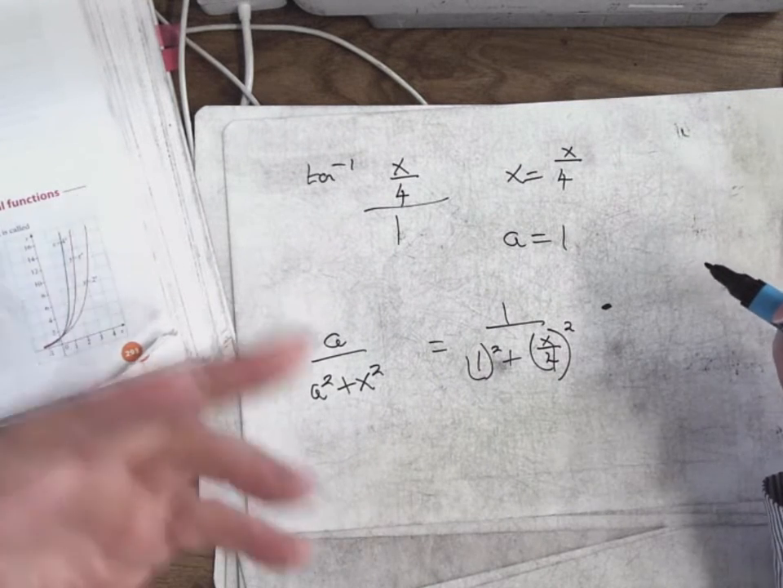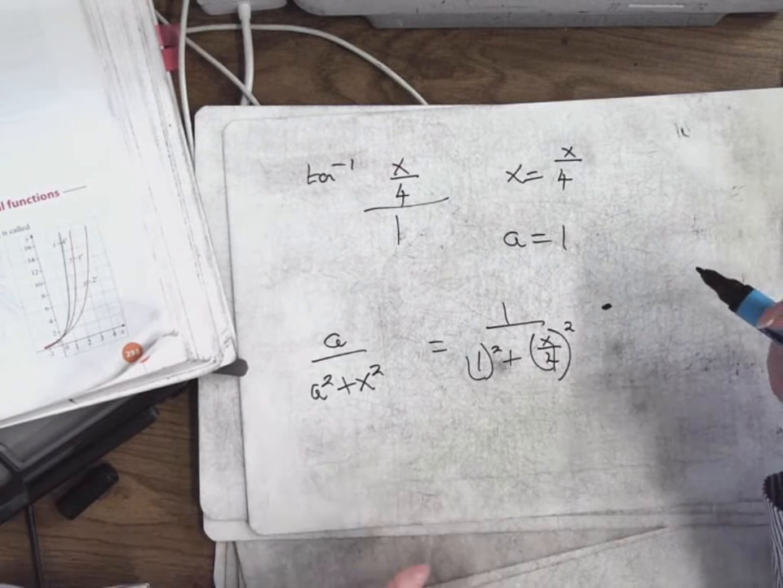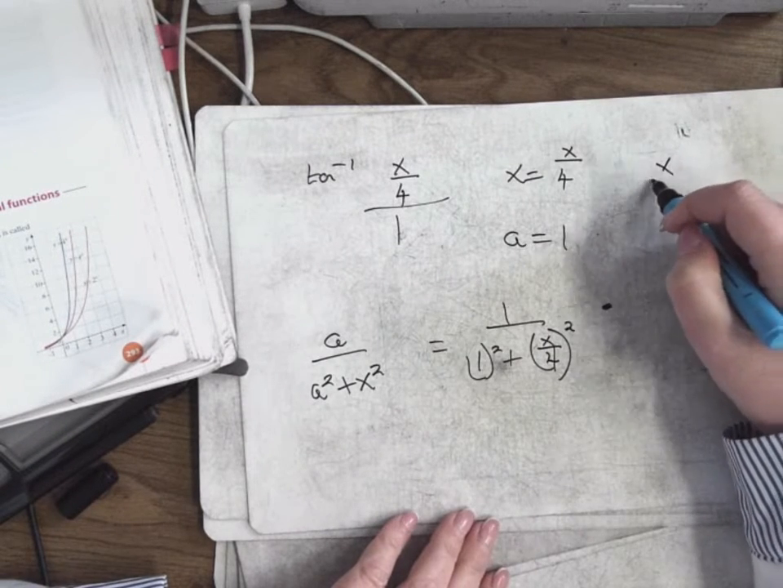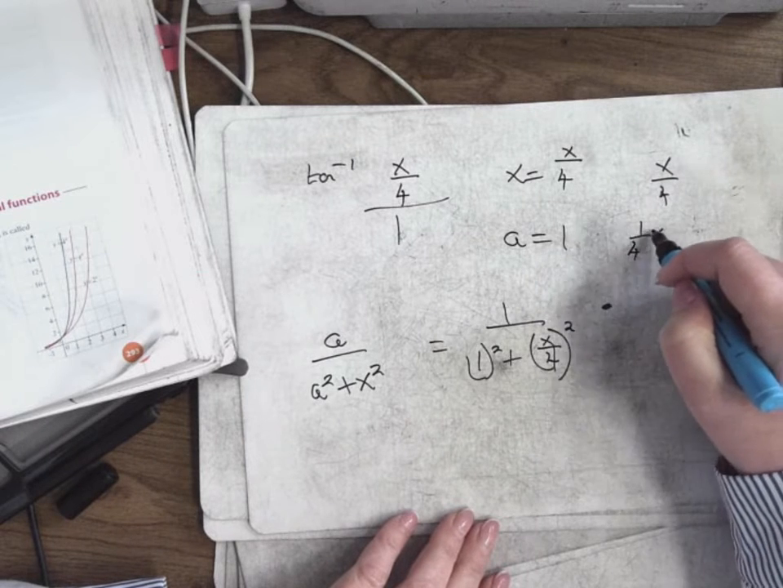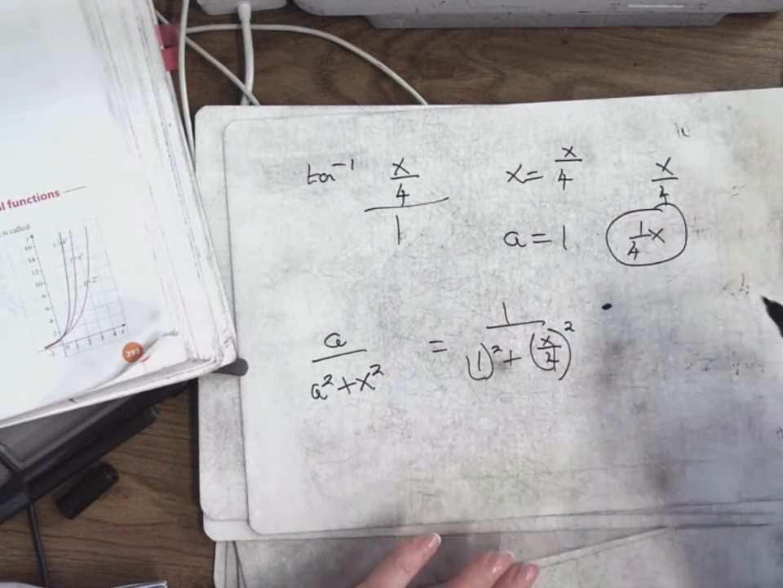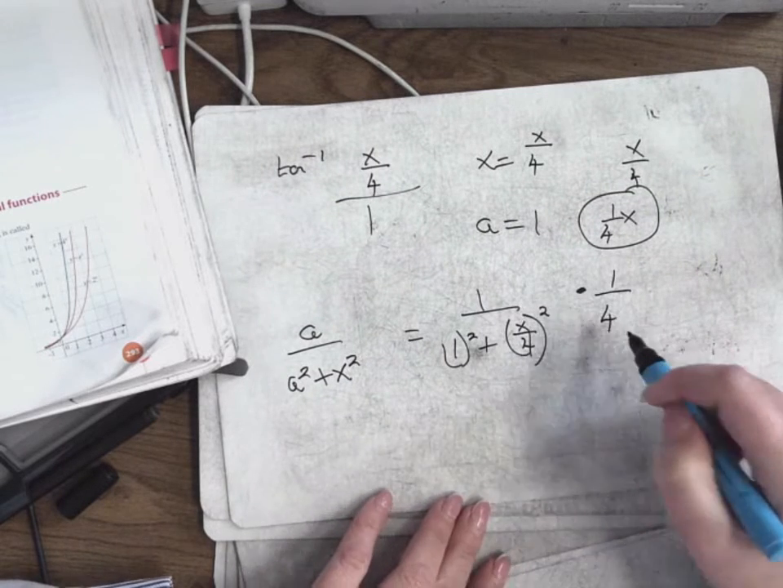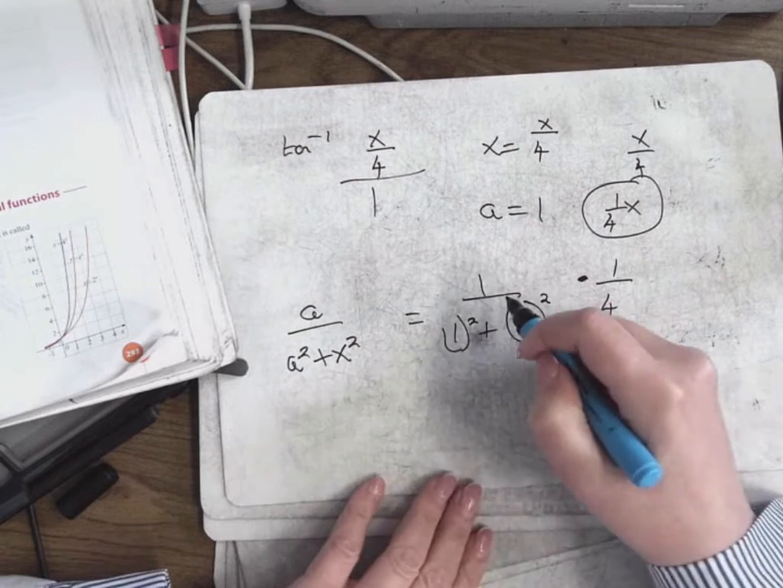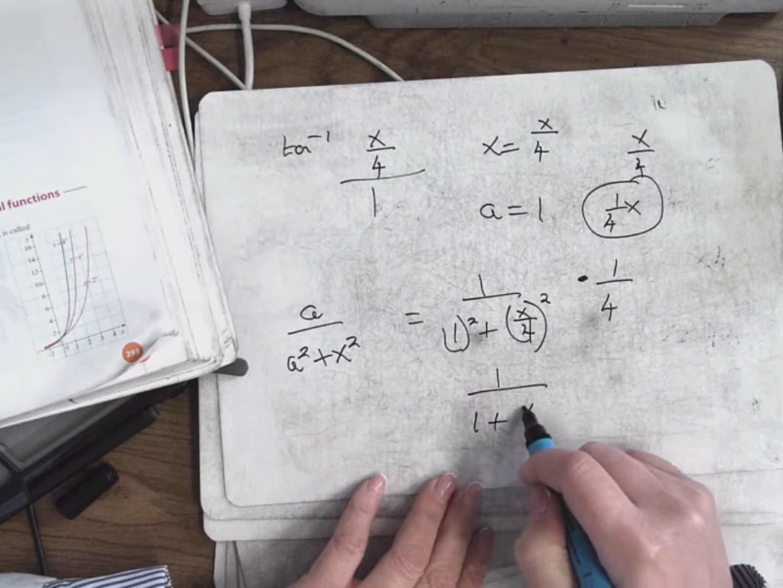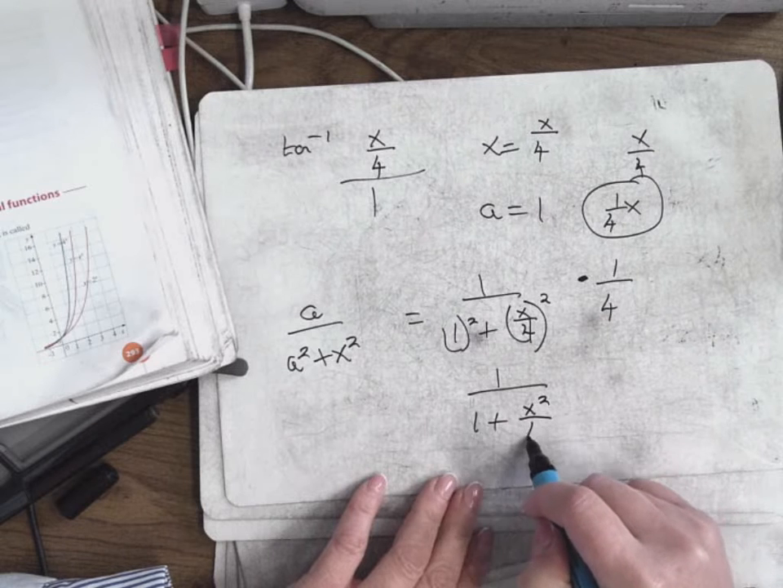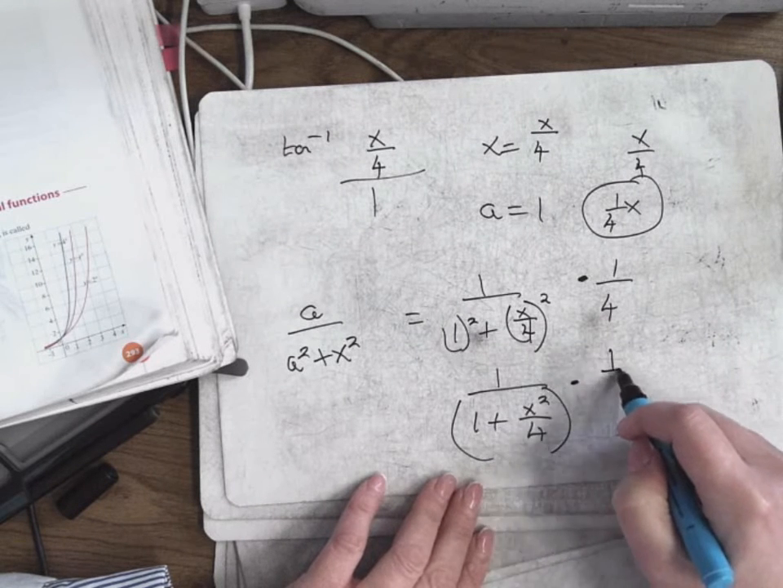You get the number for x. If it was 3x, you'd get 3, wouldn't you? If it was 4x, you'd get 4. So if it's x over 4, that's the same as writing a quarter x, isn't it? So when you differentiate it, what will I get? A quarter. So you must multiply it by a quarter. Is that okay? So that's 1 all over 1 plus x squared all over 4, and then multiplied by a quarter.